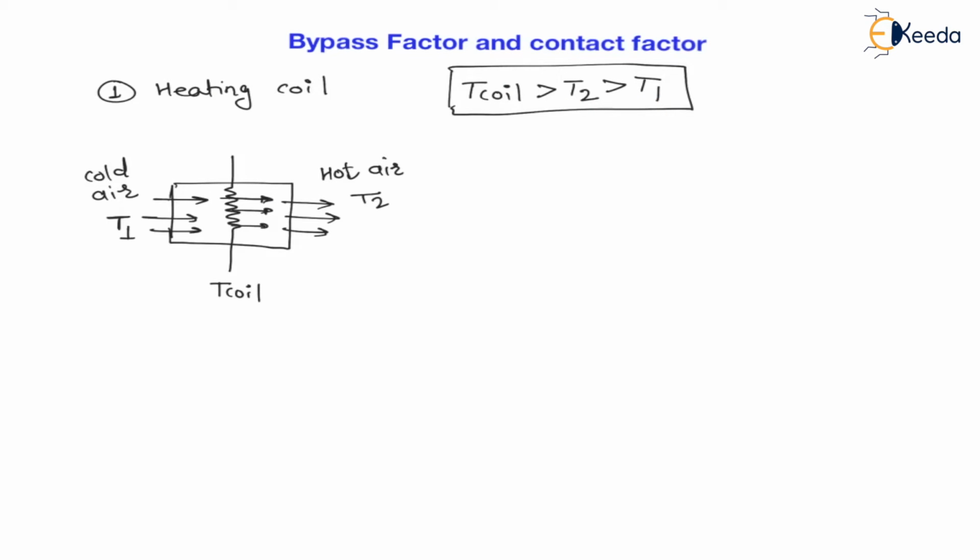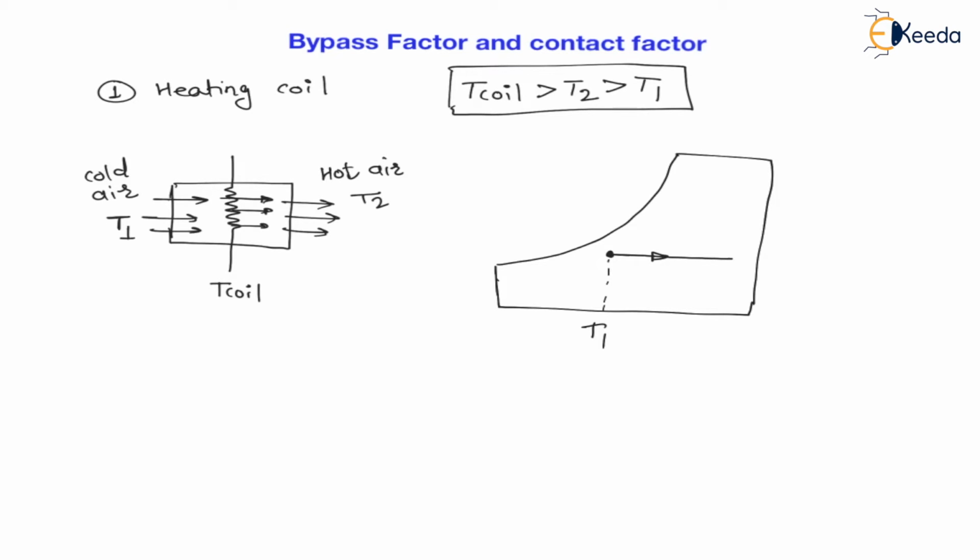Let us draw this sensible heating process on psychrometric chart. Let us say the psychrometric chart will be like this. Now on psychrometric chart the initial condition is temperature T1. Now we are using the coil for heating purpose, and we have reached up to temperature T2. The air coming out will be having temperature T2, but the temperature of coil is more than T2, right? Therefore here you can see from T2 to T coil, this much factor is bypassed. Therefore this is called bypass.